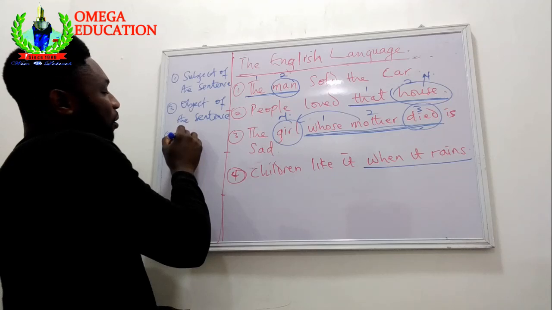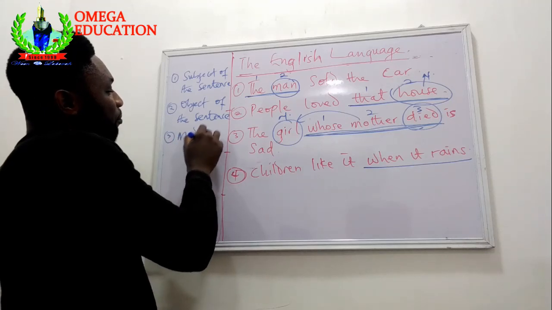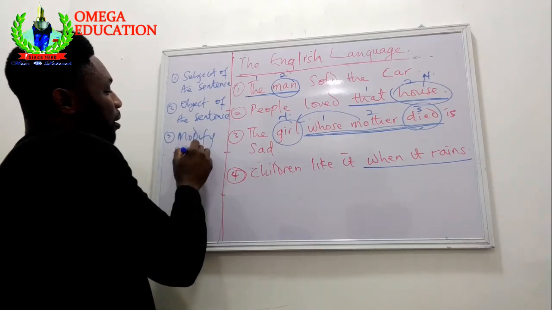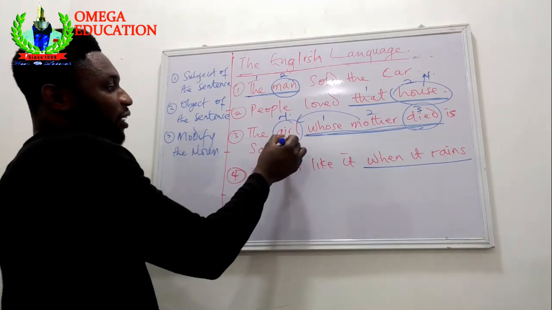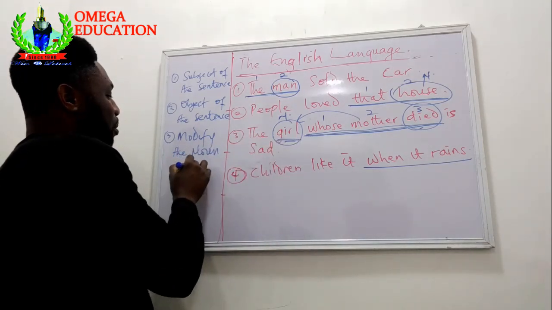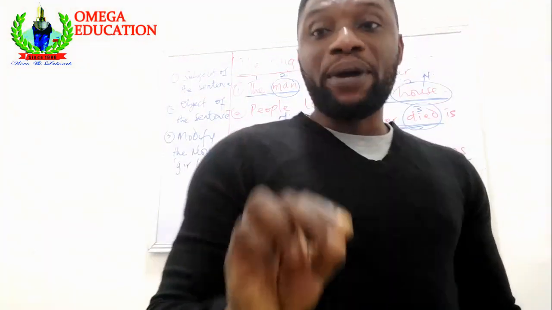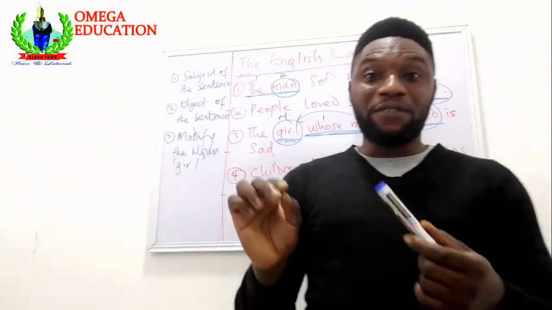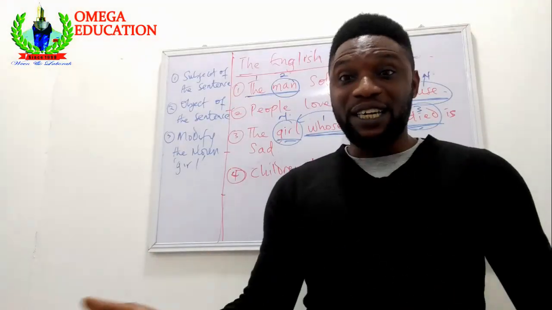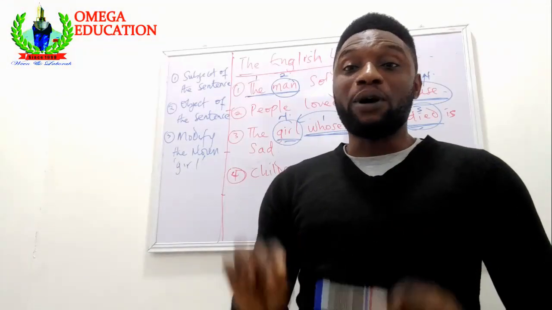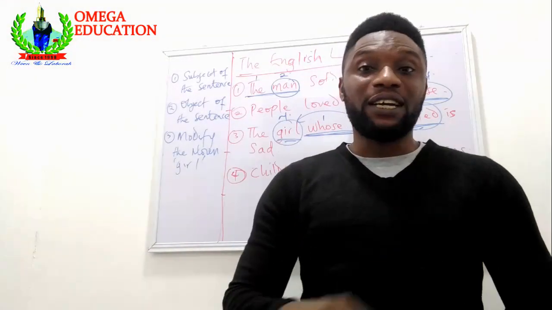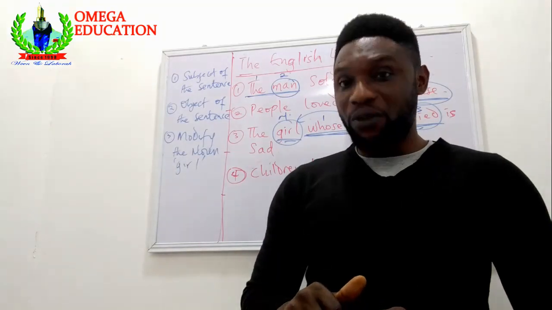It modifies the noun. What's the noun there? Girl. Remember I told you, if you're writing out your answers, make sure you're very sure about the noun you're referring to. Don't just say it modifies the noun and leave it there. You need to be very sure about which noun the adjectival clause is modifying.